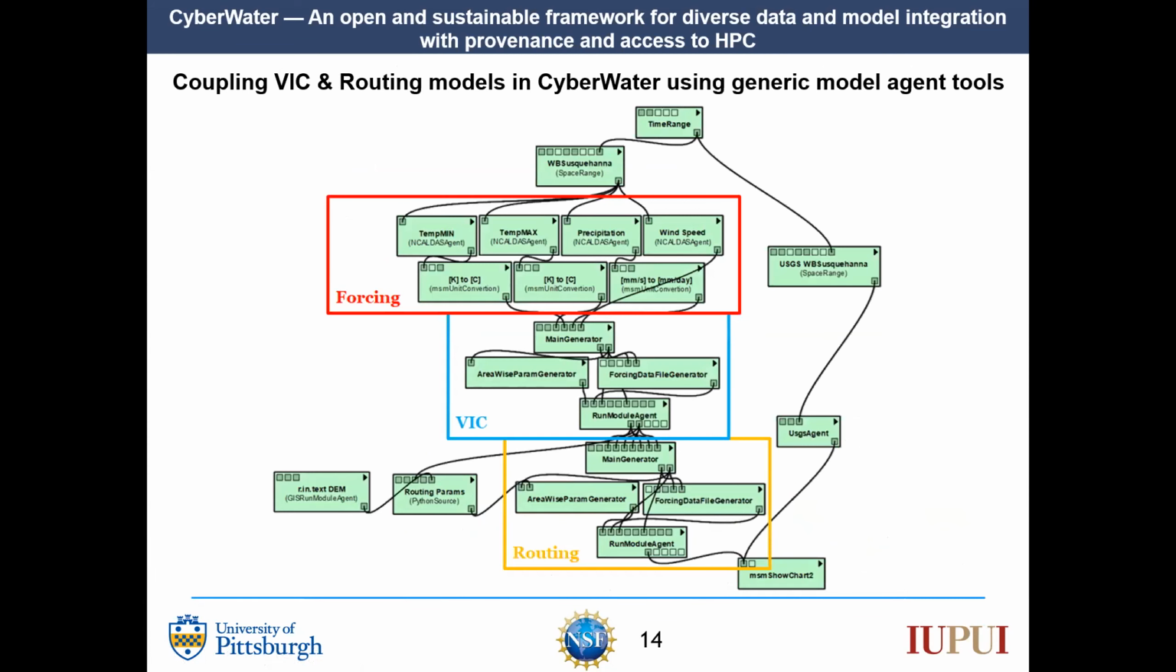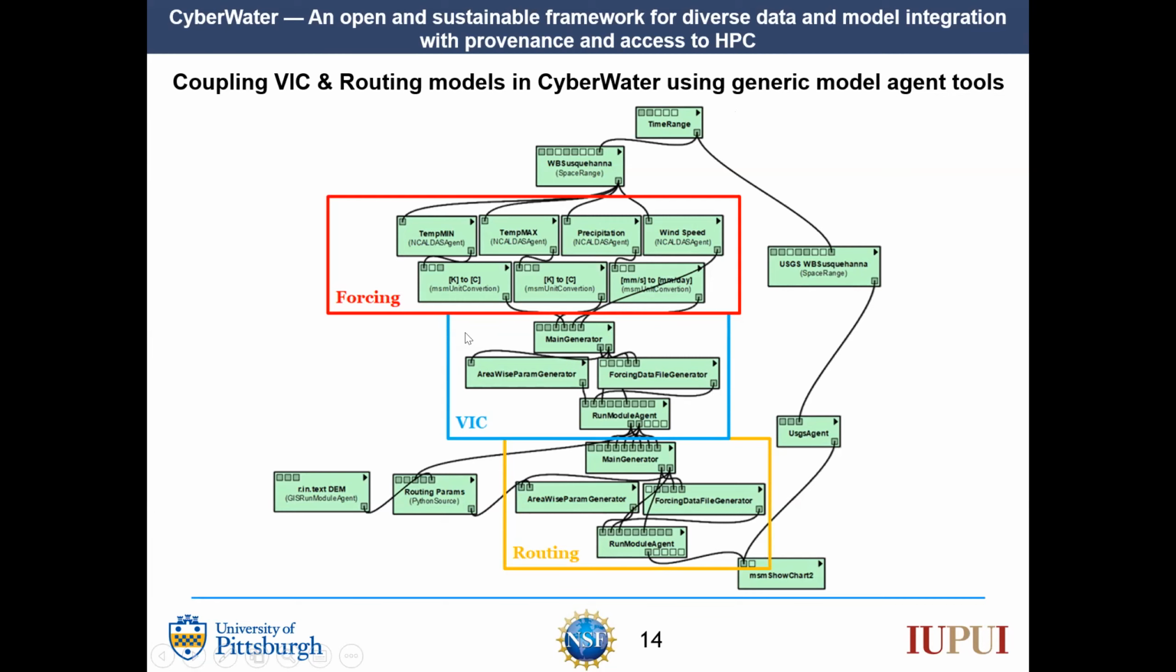Okay, so in the previous example, what I showed you is how to integrate a model into the CyberWater system using the model agent approach, and how to have the different models, the VIC model and the routing model, coupled with each other. In this example, what I want to show you is how to integrate a model into the CyberWater system using the generic model agent tool approach, the second approach, and then have them coupled together.